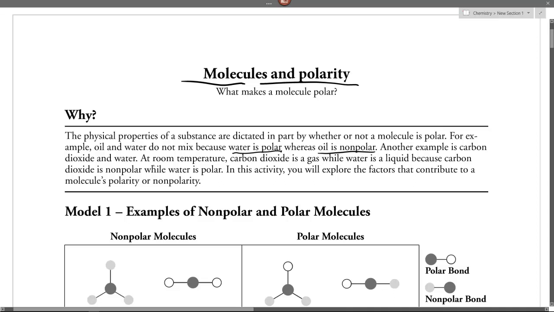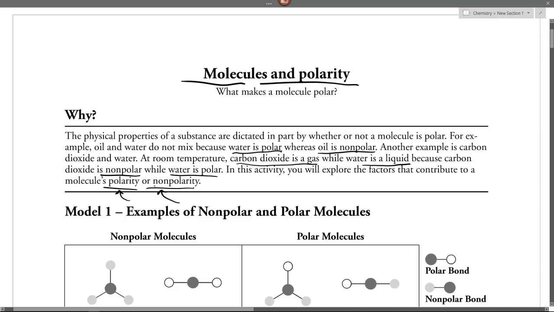Another example is carbon dioxide and water. At room temperature, carbon dioxide is a gas while water is a liquid because carbon dioxide is nonpolar while water is polar. In this activity, we'll explore the factors that contribute to a molecule's polarity or nonpolarity. And one thing to remember, it's the polarity that allows the molecules to either stick together or not stick together to a greater or lesser extent, depending on the strength of those polarities. And that's what leads to some of these here. So we're going to look at how we determine if a molecule is polar or nonpolar.